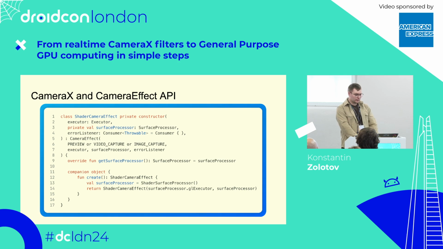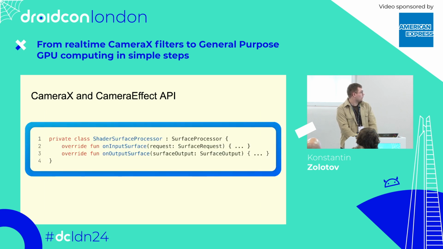And the camera effect is basically a very simple interface that does only one thing. The key purpose of the camera effect is to return a surface processor, which does all the transformations and all the processing you need to do. And the surface processor is actually the interesting thing that needs to be implemented properly. So there are basically two callbacks, onInputSurface and onOutputSurface.